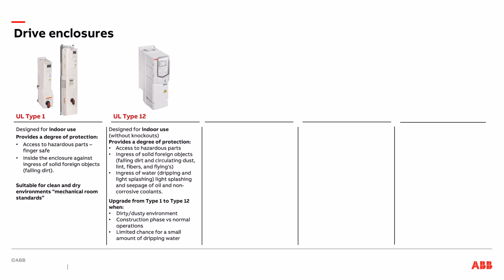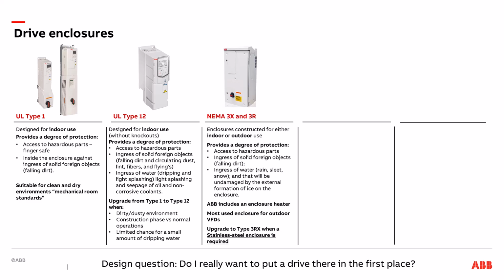Next, we have UL Type 12, another indoor design that provides a bit more protection from hazardous parts of the drive, ingress of dirt and fibers, and can protect against light splashing. This is best applied if you're still in pre-construction and may have dirt and dust in the environment. There's a NEMA 3X and 3R, which can be for indoor or outdoor use. This is the most used enclosure for outdoor applications. It protects against ingress of water and includes a heater and can be upgraded to stainless steel.